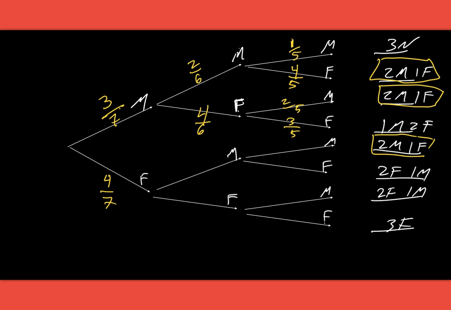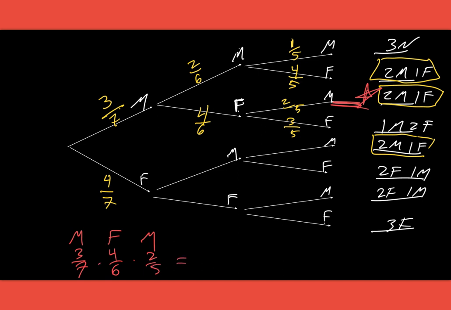But if I just look at this one and find out how that one happened. So that one came off of this row. It happened as male, female, male. That was the selection process. And the probabilities were male, 3/7, female, 4/6, male, 2/5.